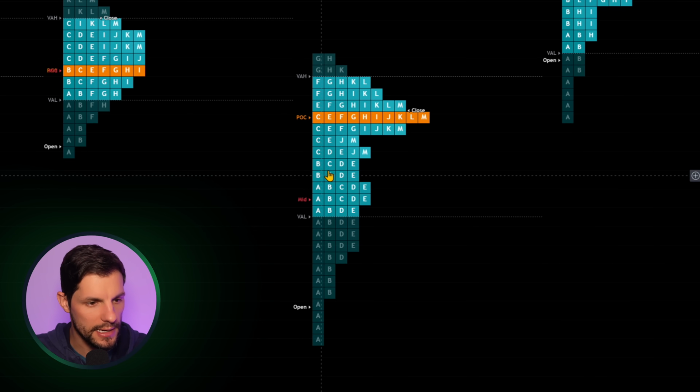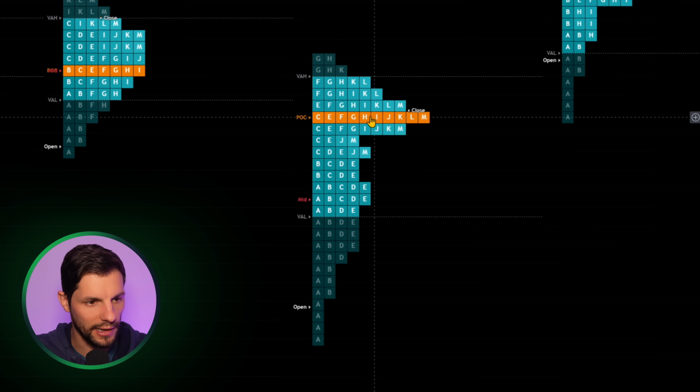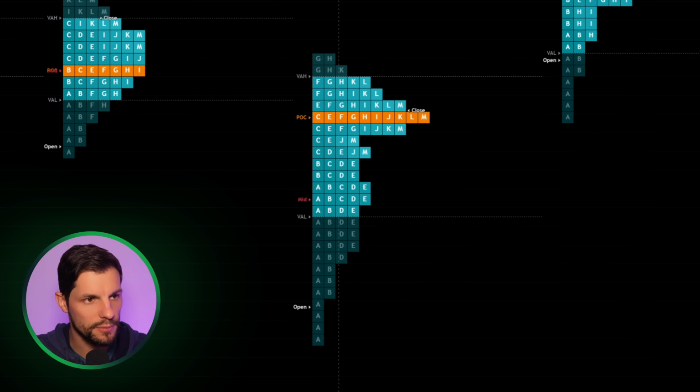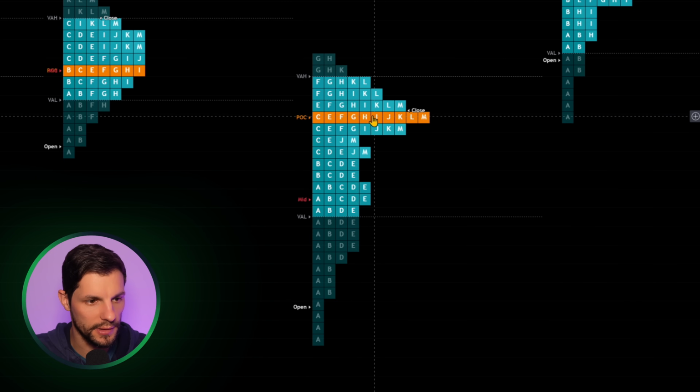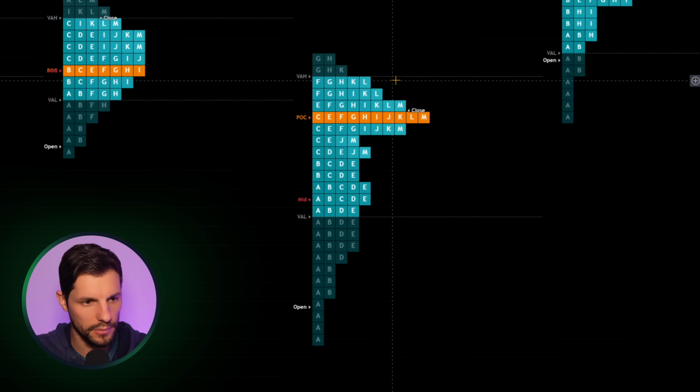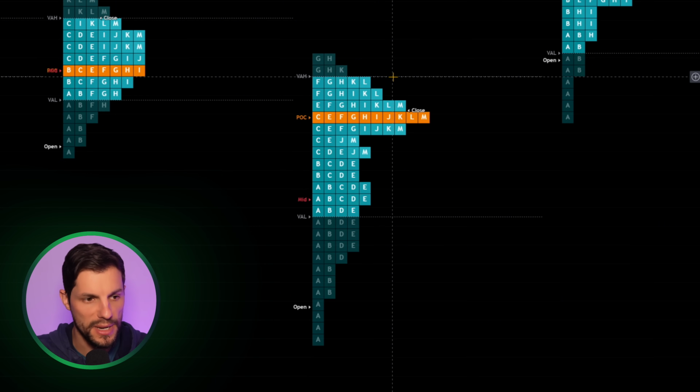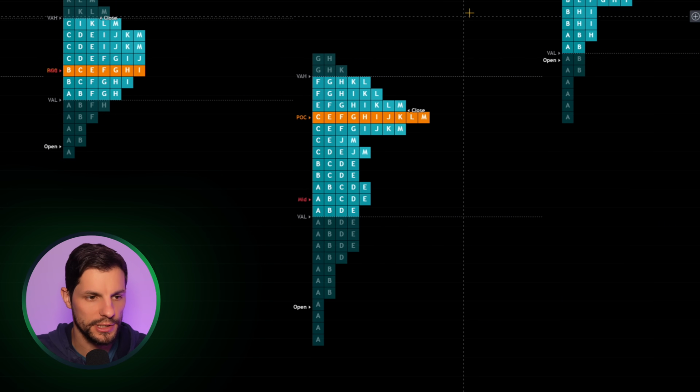And on this day, we had all of the value or all of the various business being conducted around this key level, and it was towards the upper, closer to value high, meaning it's a little bit more of a bullish sentiment.